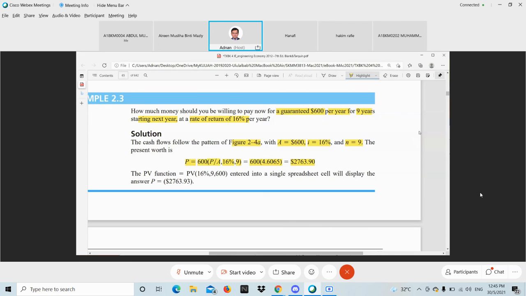6 kali 9 berapa? Okay, put it in your chat box. Okay, simple mathematics. Very good, 54. Okay, 54.